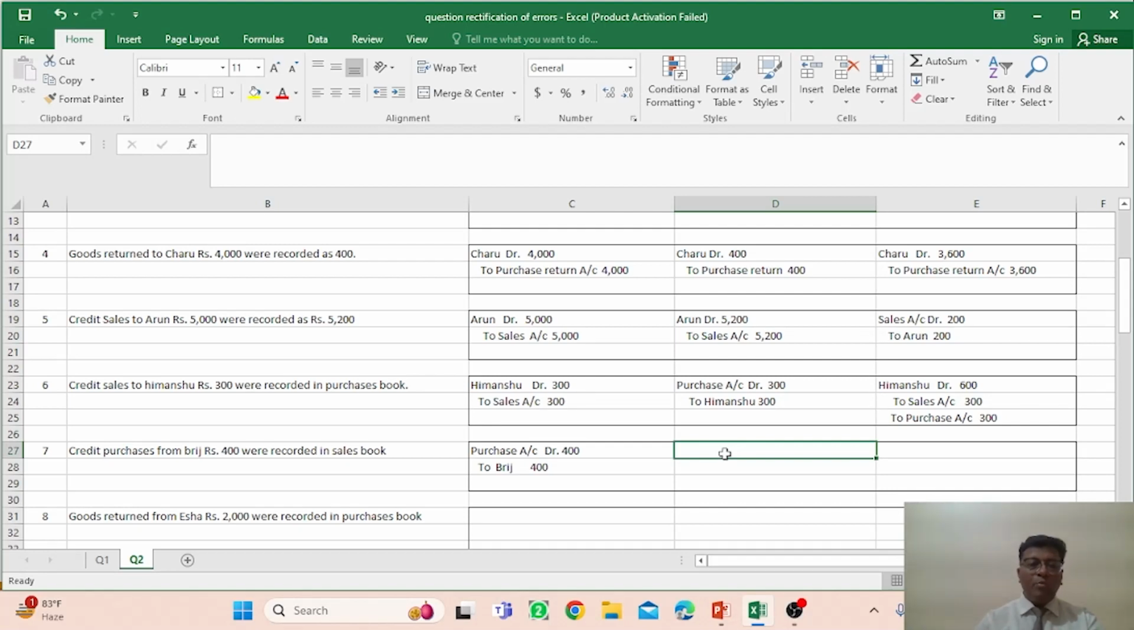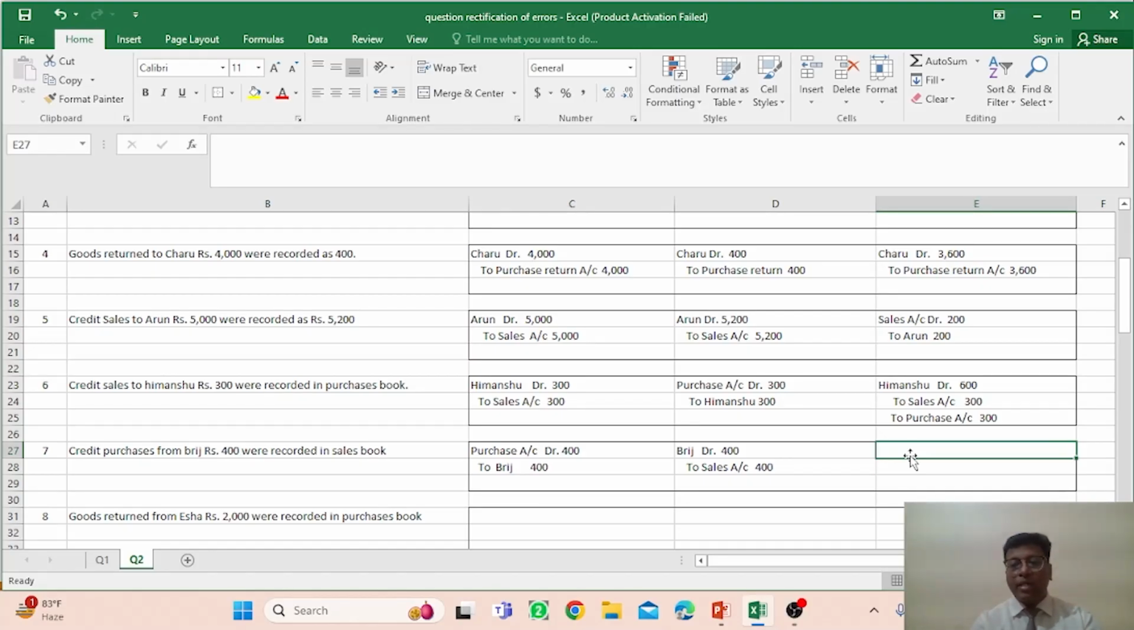You have to make the entry of purchase, but as you see the transaction was mistakenly entered in the sales book. It means the sales account was credited. It was assumed that you sold the goods to Bridge. Okay, so Bridge debit by 400 and to sales account by 400. Okay, so this is the very new transaction for you, that the entry should be made for the purchase, but you assume that the transaction was of sales, so you made the entry that Bridge debit to sales account.